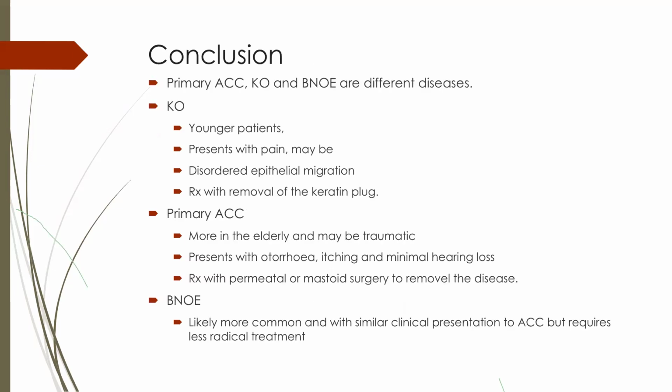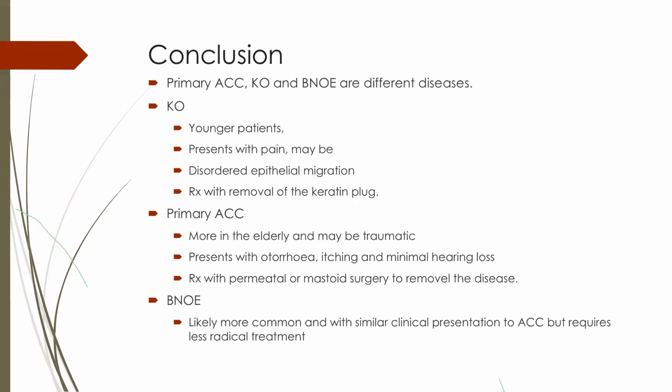So in conclusion, just a summary of the three different conditions. First of all, the three conditions are different diseases. Keratosis obturans generally occurs in younger patients. It presents with pain and may be associated with sinusitis as well as bronchitis. It may also be associated with disordered epithelial migration. It's either temporary or permanent, and is treated with the removal of the keratin plaque.